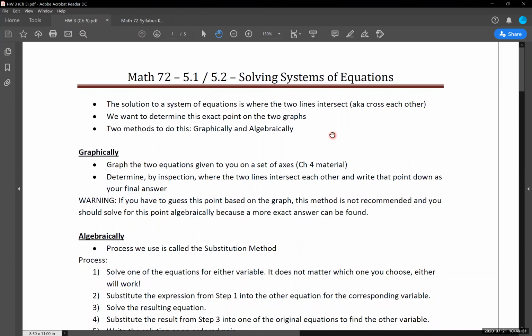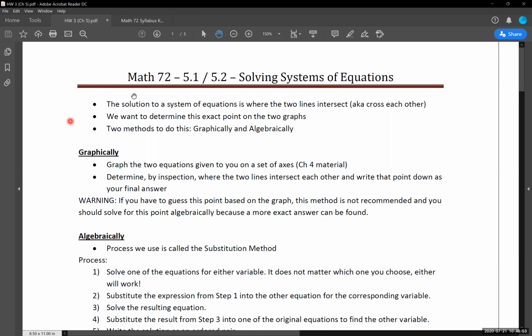So today we're taking a look at the 5.1 and 5.2 material. The overall idea is that we're going to be working with solving systems of equations. This is actually stuff that we have been doing up to this point in time, but we're now going to actually formalize it and give it some actual names and whatnot from here.